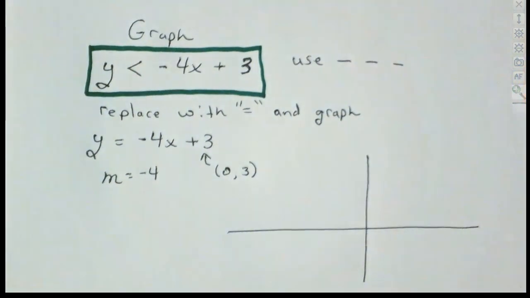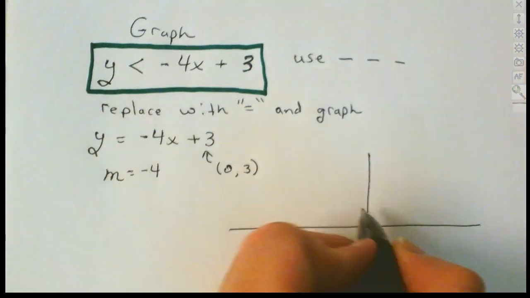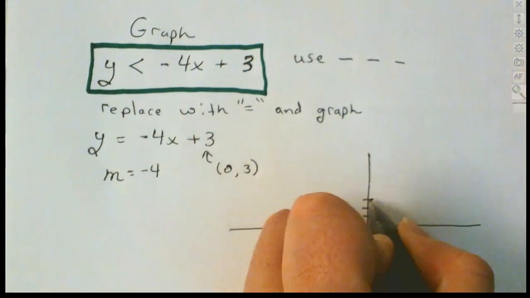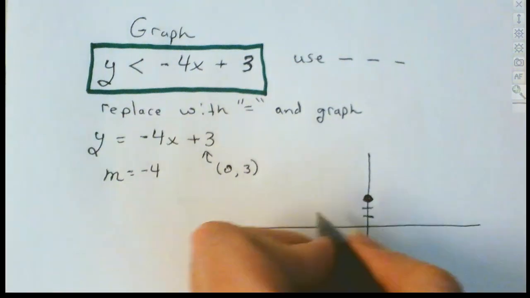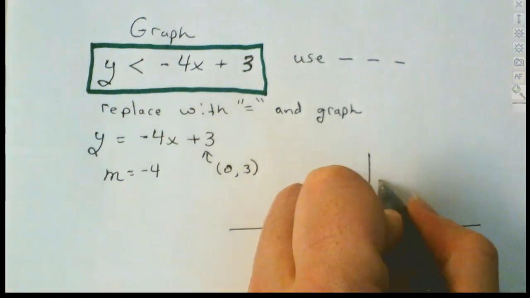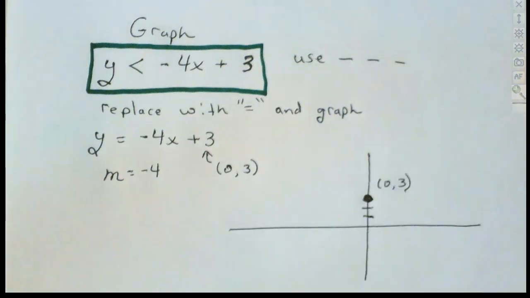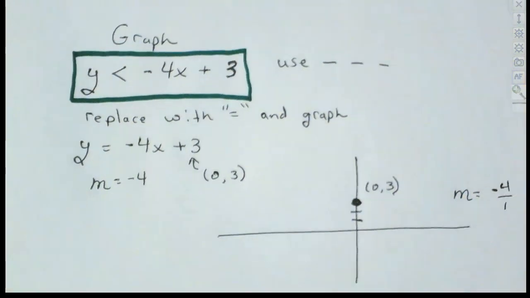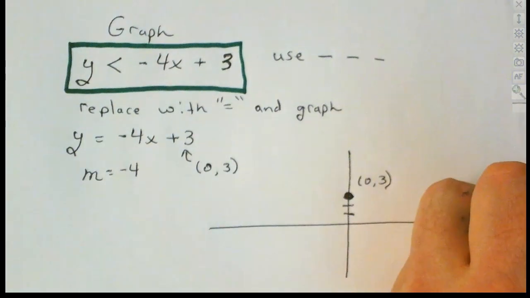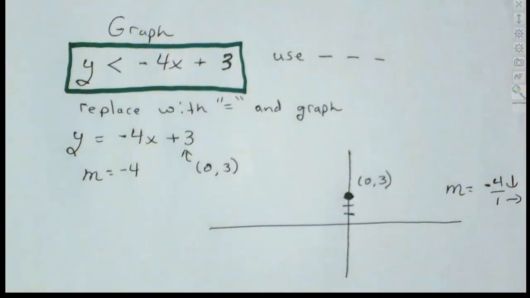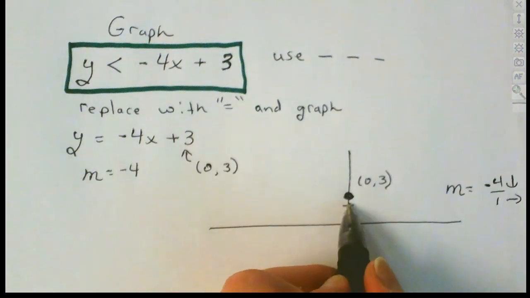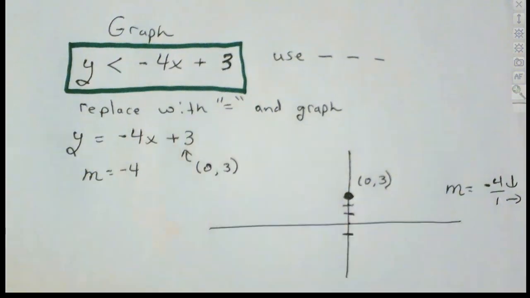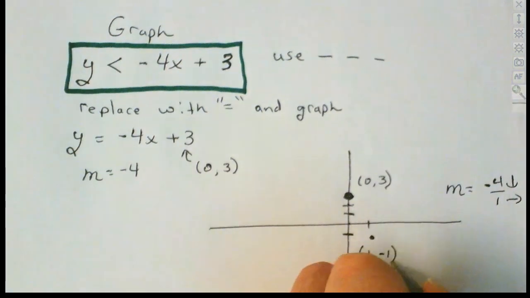Okay, so where do we start? (0, 3), so that's up 3 units. Now, what is my slope? It's negative 4, so I'm going to write that as negative 4 over 1. So that means we go down 4 units, and then we go over 1 unit. So we're going to go down 1, 2, 3, 4, and then forward 1 unit. So that's going to make it now at, if you count the units, (1, negative 1).